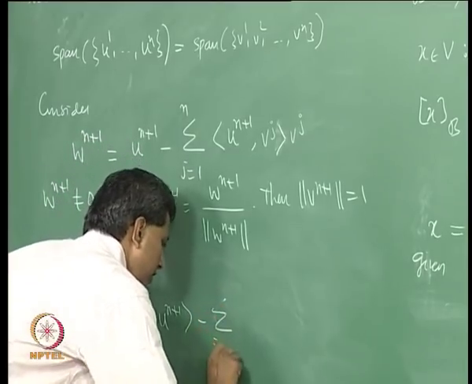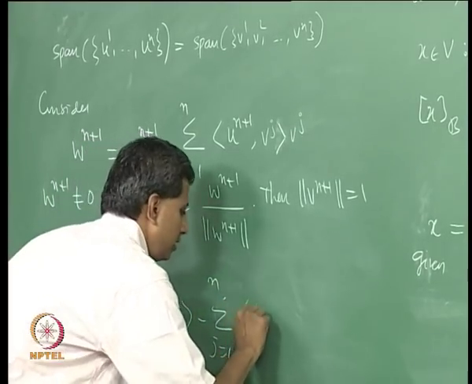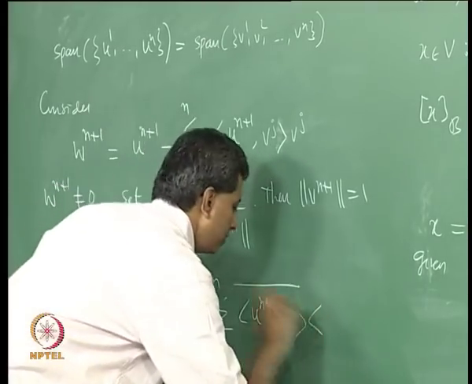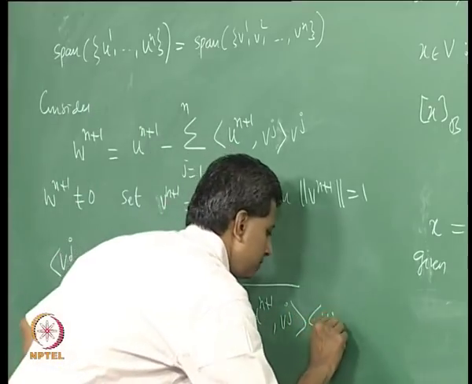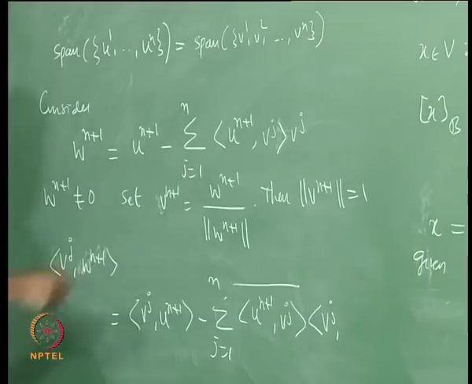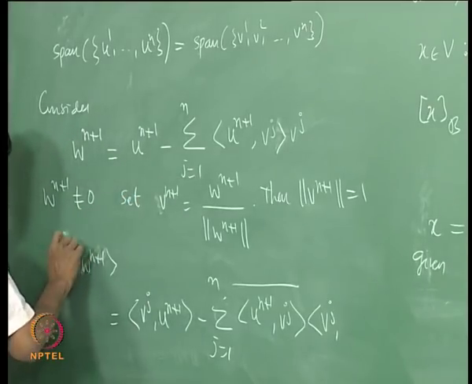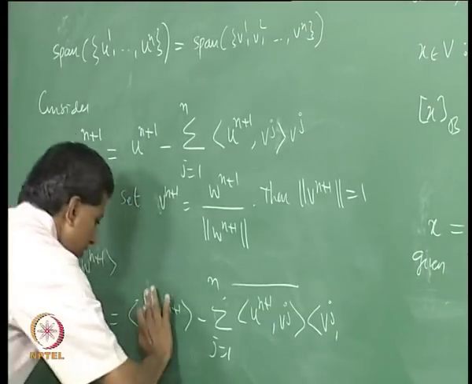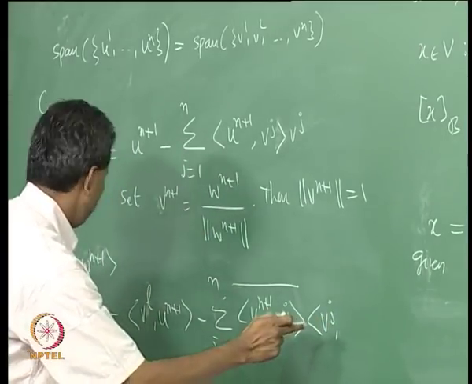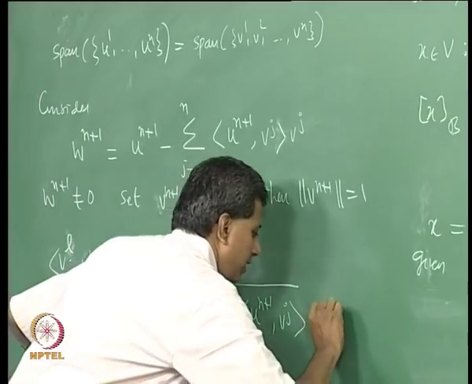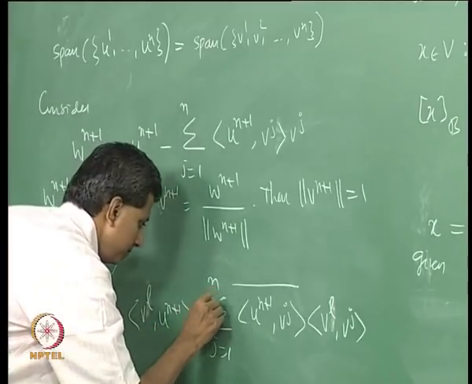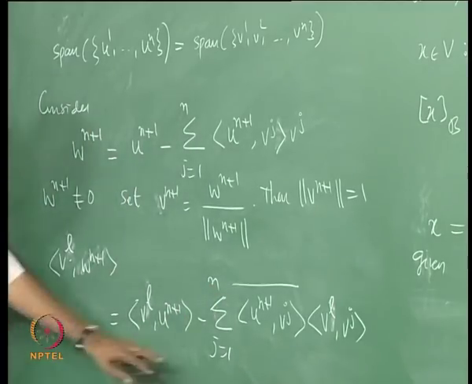Summation j equals 1 to n, the complex conjugate ⟨un+1, vj⟩. Oh, I need to change this. The summation index is j, so I will call this L. So this is L, this is j, this with respect to this, so that is ⟨vL, vj⟩. Is that okay? The summation index is j.